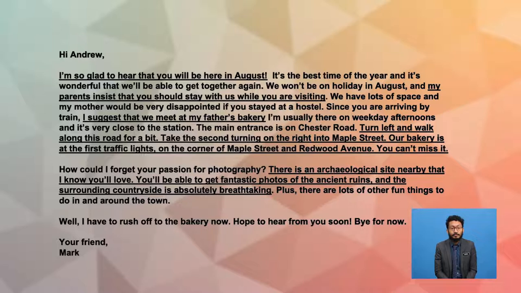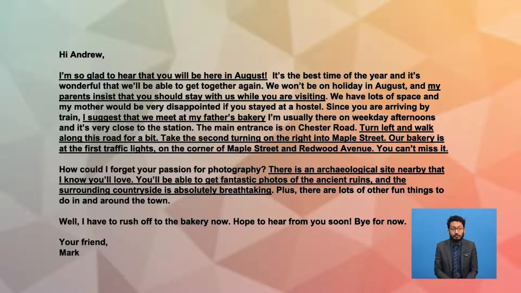"It's the best time of the year and it's wonderful that we will be able to get together again. We won't be on holiday in August, and my parents insist that you should stay with us while you are visiting." As you can see here, he's using the same wording as in his notes. "We have lots of space, and my mother would be very disappointed if you stayed at a hostel."